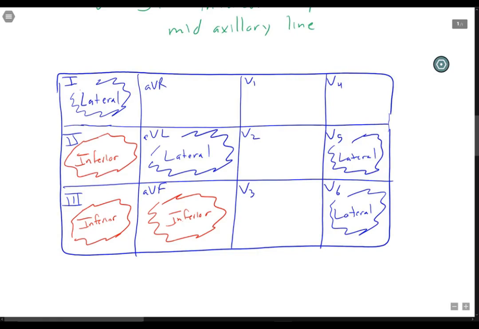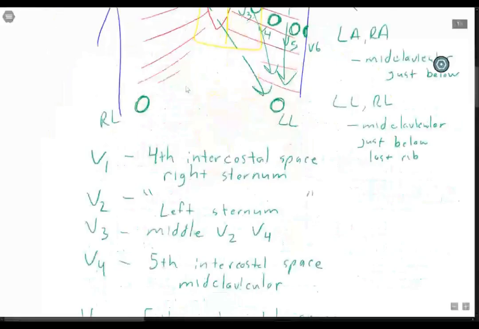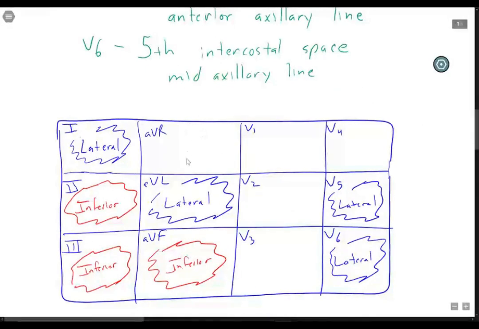2, 3, and AVF. We're going to skip AVR. AVR points up to the right arm. It doesn't give us a great idea of really any specific area. It is useful for other reasons that we're not going to get into.